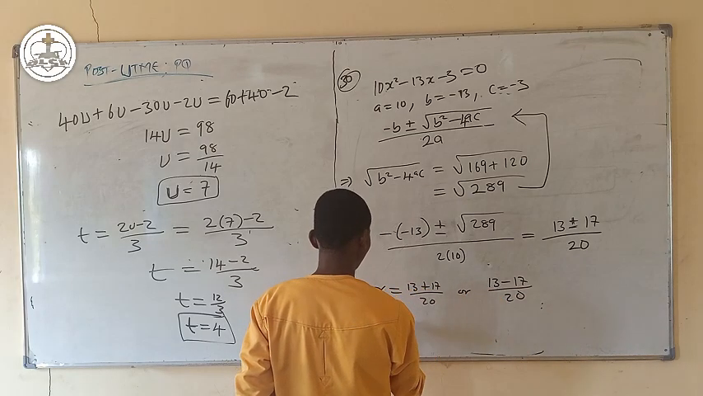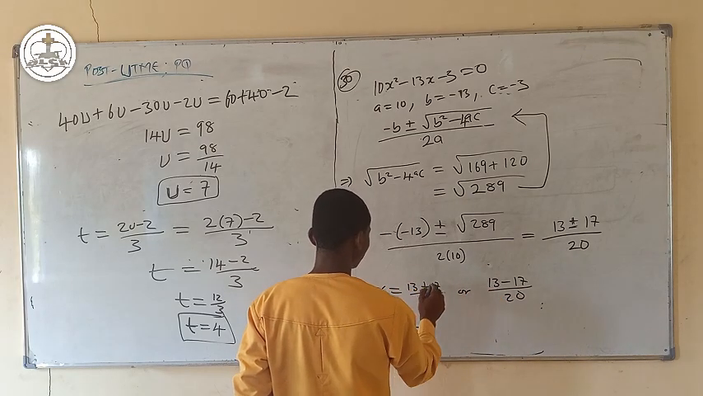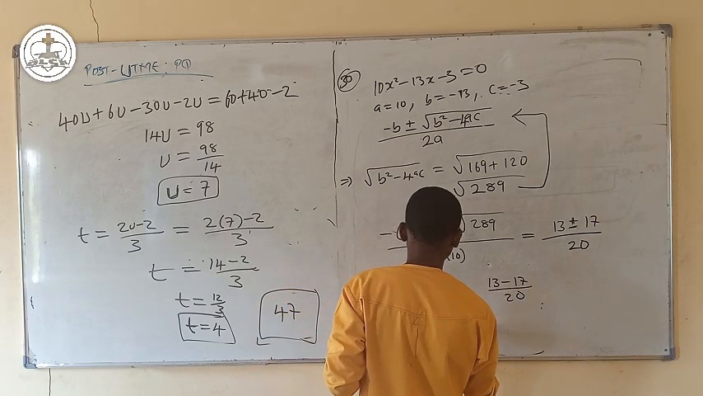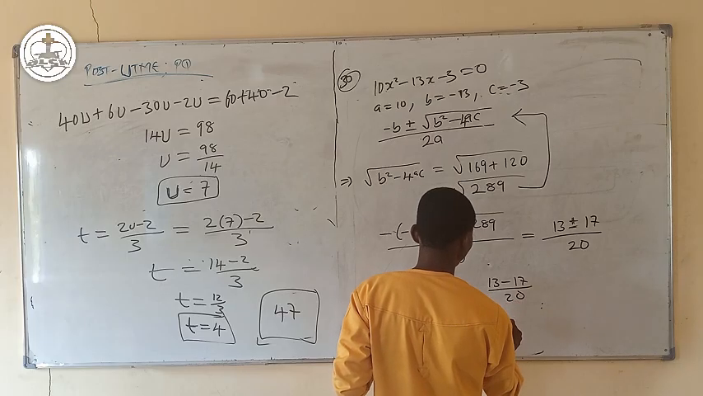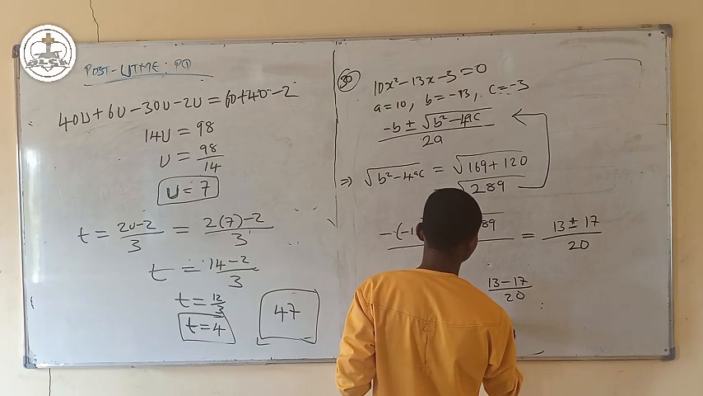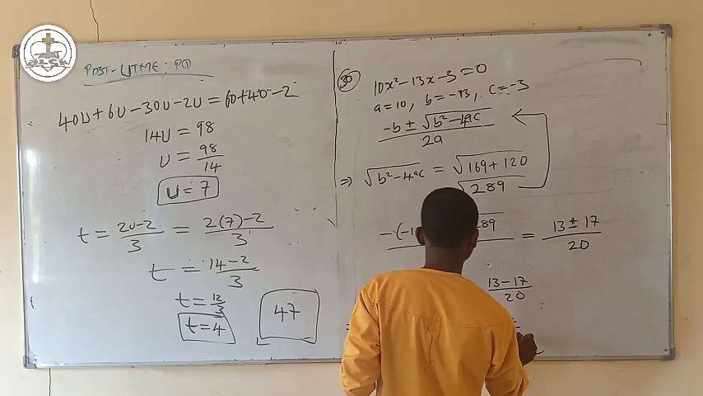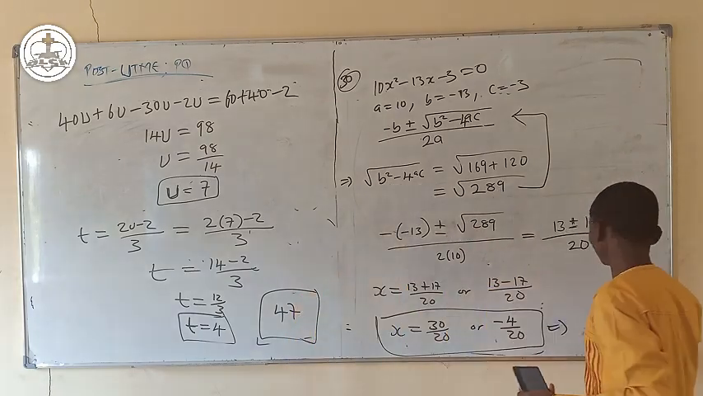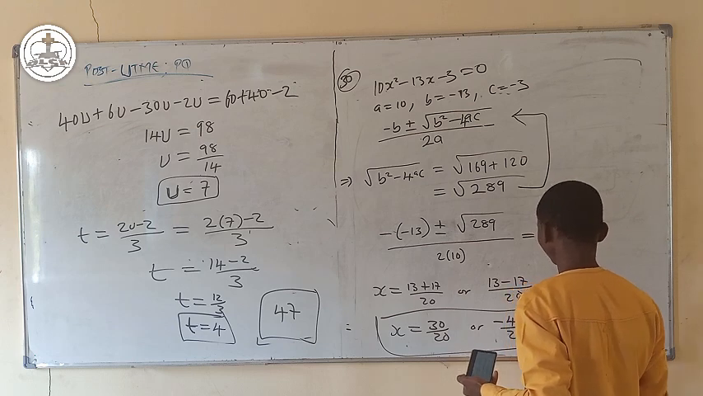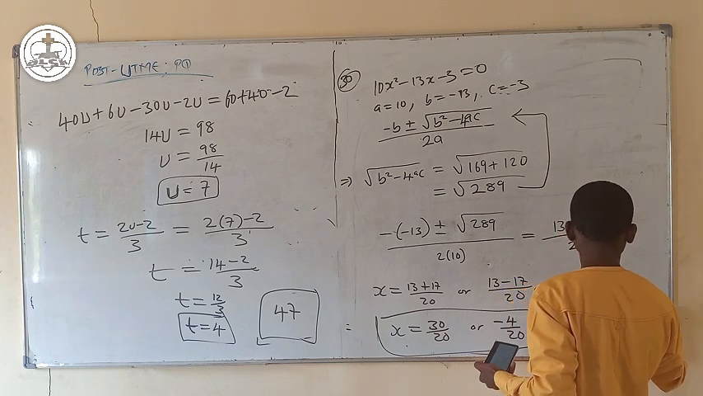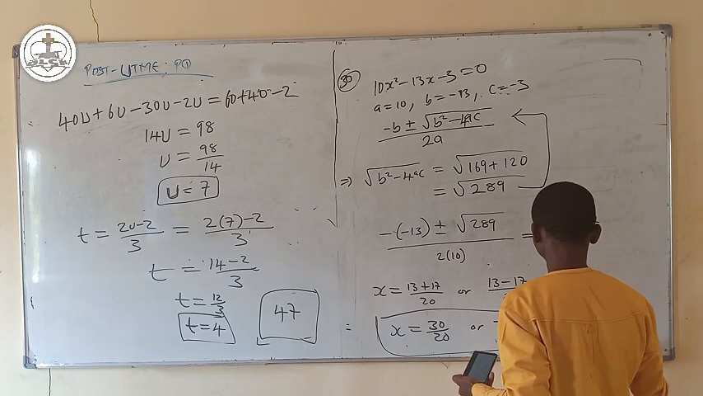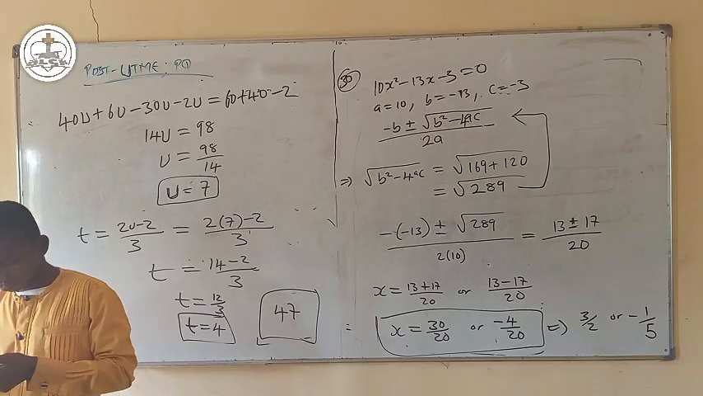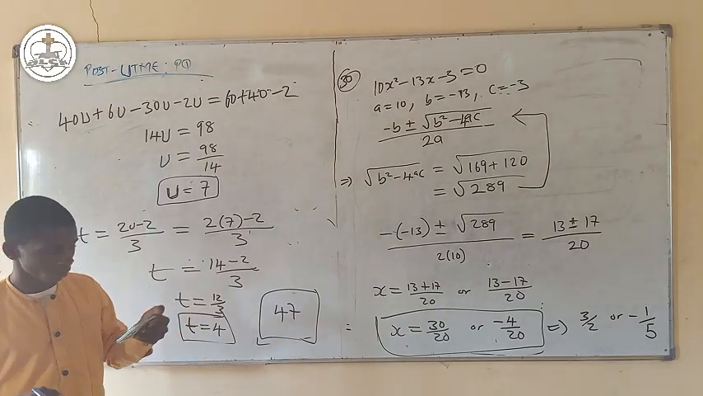That will be 13 plus 17, that's 30, or it's going to be minus 4 over 20. We can simplify that to be 3 over 2, or minus 1 over 5. So x is minus 1 over 5 and 3 over 2.